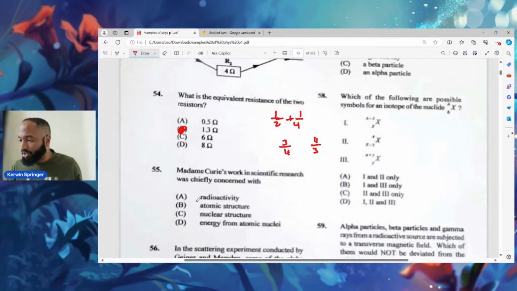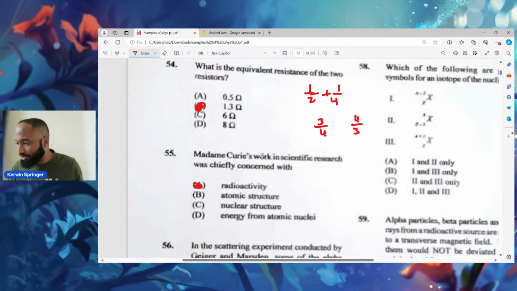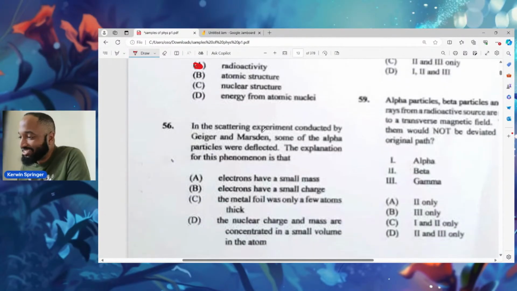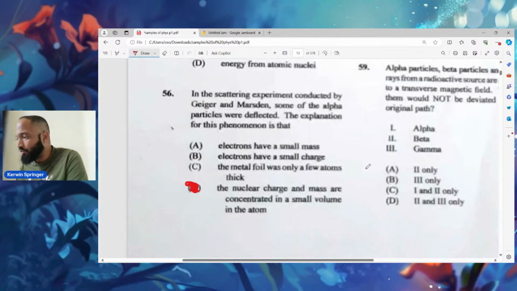Madame Curie's work, radioactivity. I don't even need to read anything again. Say less. Madame Curie, radioactivity. The scattering experiment conducted by Geiger and Marsden. Some of the alpha particles were deflected. The explanation for this is nuclear charge and mass are concentrated in a small volume in the atom. They could have talked about positive there too.